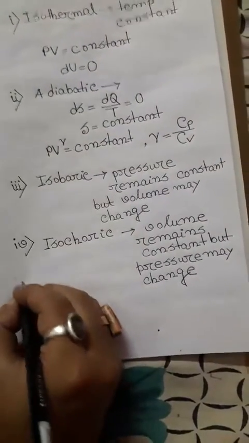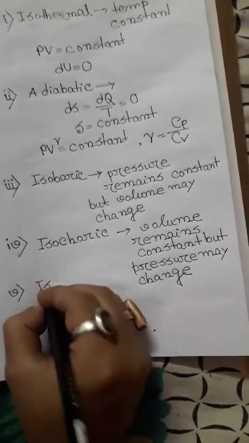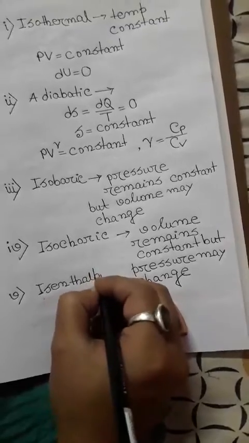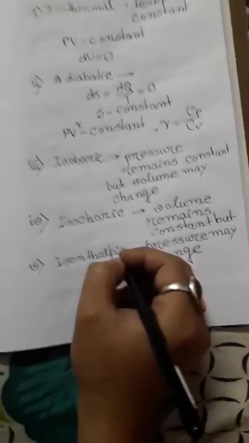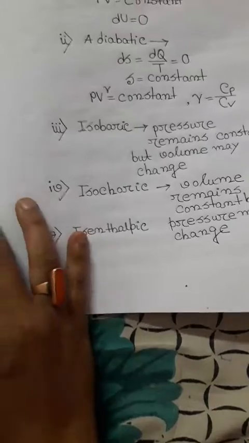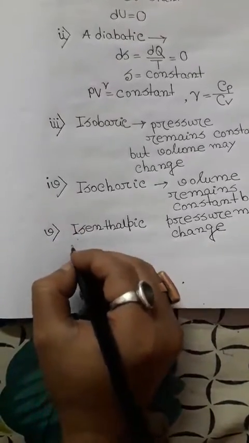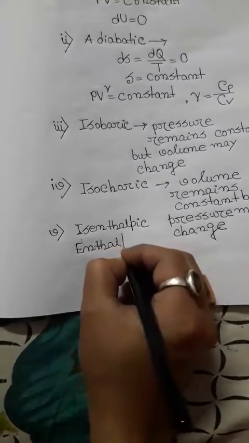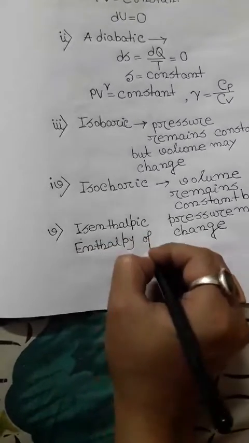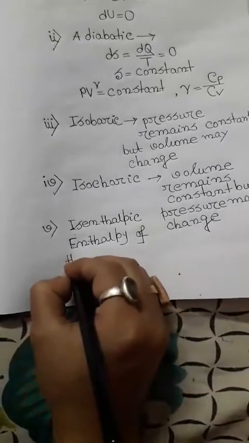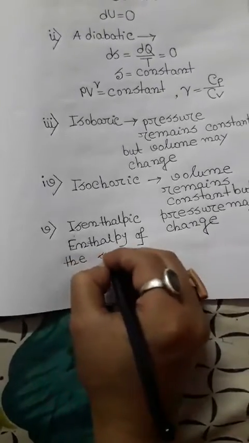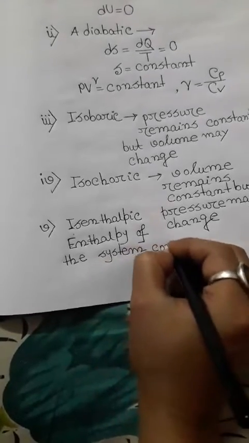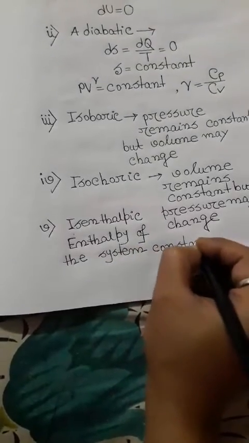Another process is the isenthalpic process. What is an isenthalpic process? A process in which the enthalpy of the system remains constant. This is called an isenthalpic process.